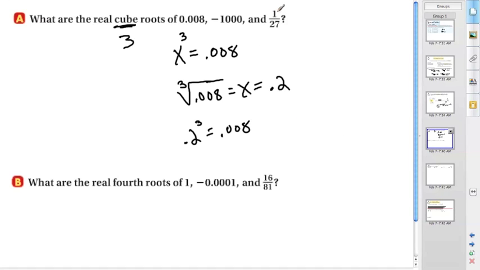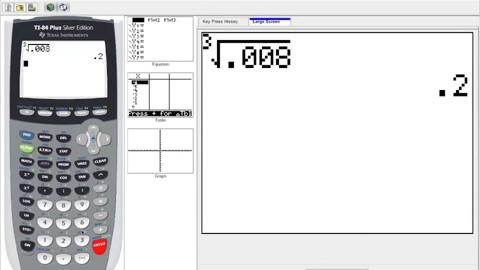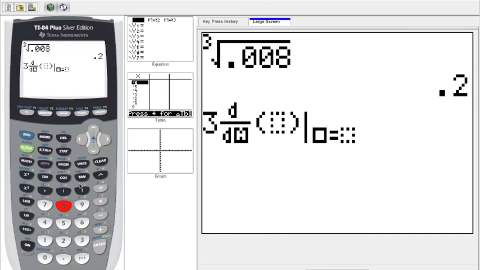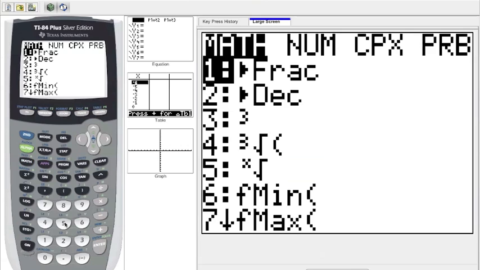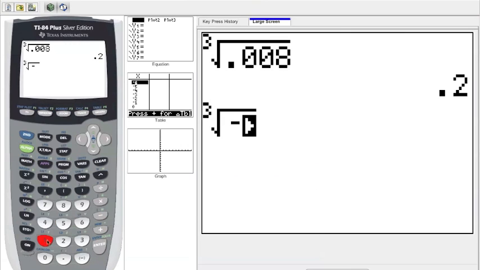Let's do the negative also, might as well. So let's do the cube root. We want x to the third equals negative 1,000, which means we're taking the cube root of negative 1,000, which equals, going to our calculator, we're going to hit 3, math, 5, and we want negative 1,000.